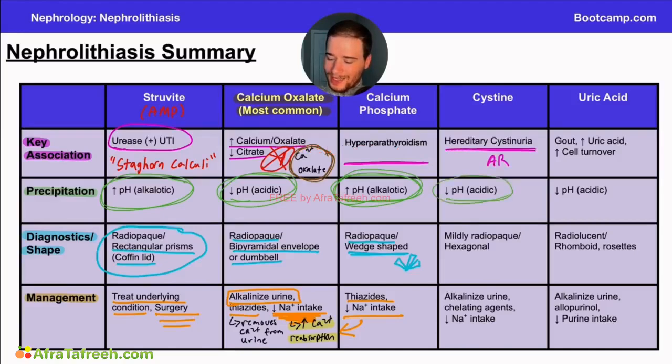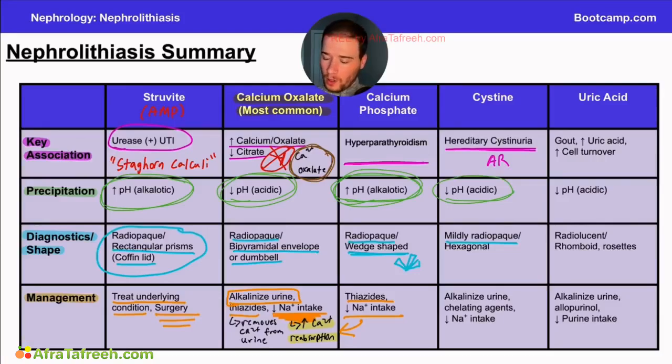Precipitation is going to include an acidic or low pH level, and the diagnostics here include mildly radiopaque, and that is to say that on CT or X-ray, these stones might show up white, but they wouldn't be a bright white, and thus it's reasonable to think that they can potentially be missed on imaging because they don't show up as obvious as some of the previous stones that we've talked about.